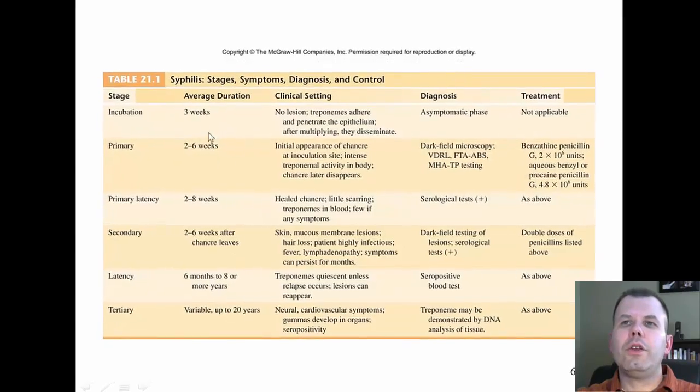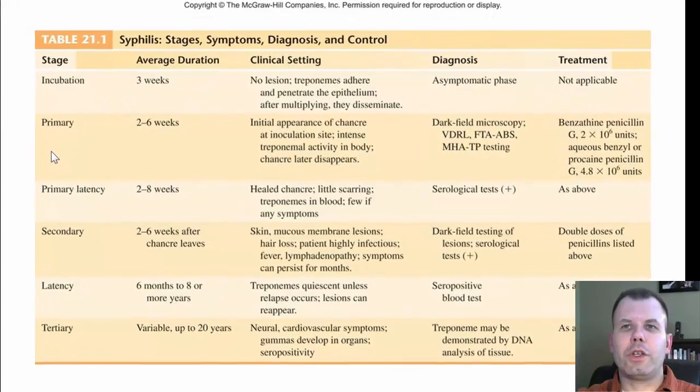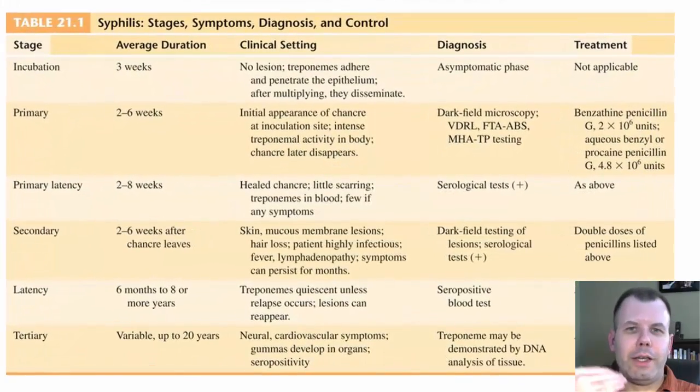Okay, so here you can see the stages, symptoms, and diagnosis and control of syphilis. Now, syphilis can be divided into a number of different stages throughout its life cycle. And again, the first one is probably the most common, which most people think of, where you have this incubation or infection where you have no lesion, and it's before you even know. So what happens is the person has unprotected sex, and then anywhere from a couple of days to 3 weeks go by where you have no signs or symptoms.